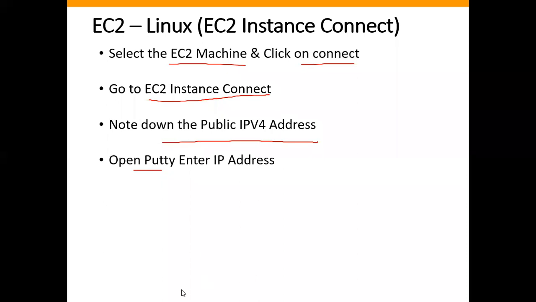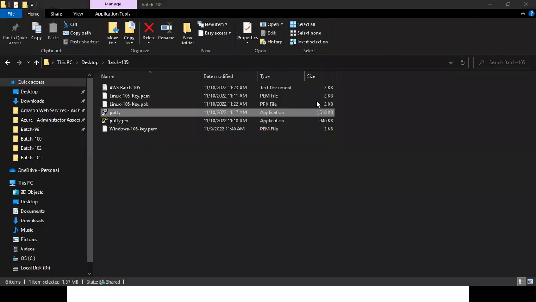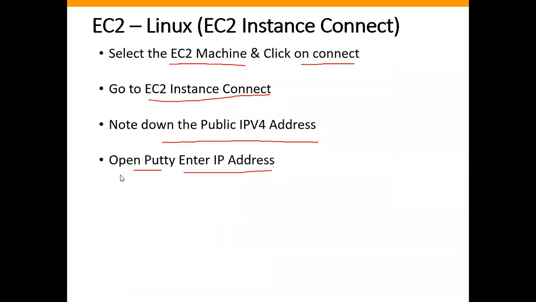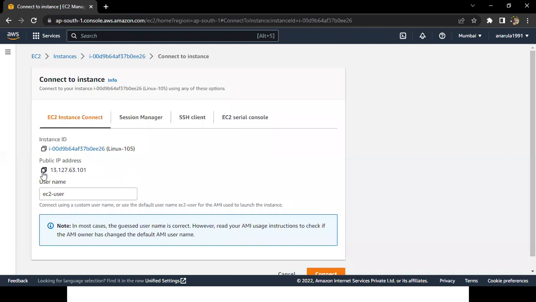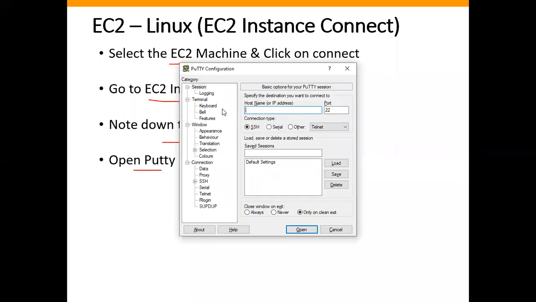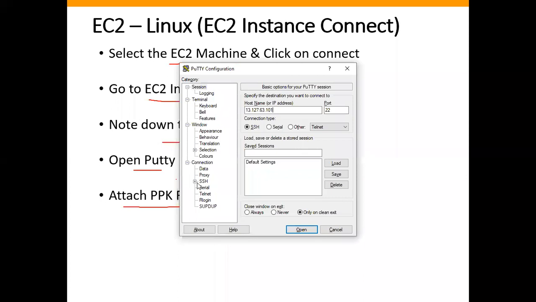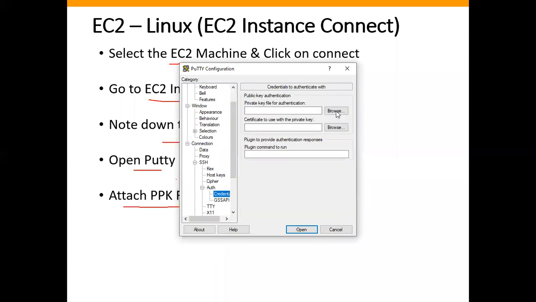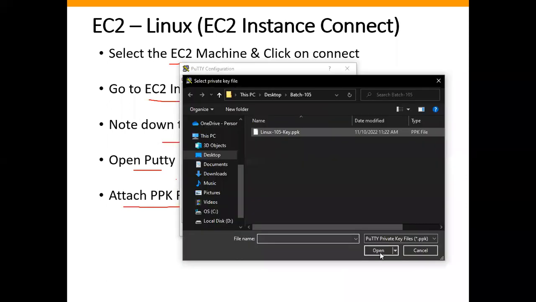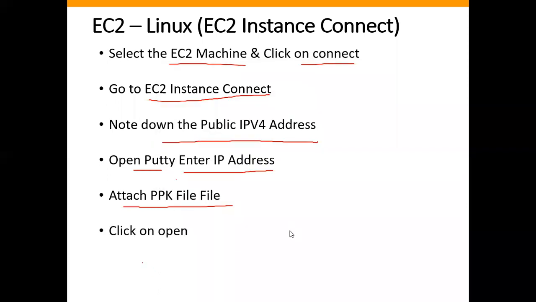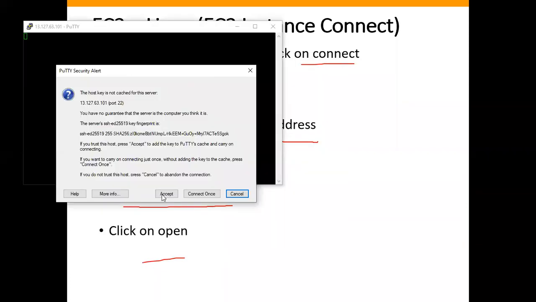Open PuTTY. Double click on PuTTY. Enter the IP address. Which IP address? The IP address which we have. Copy this IP address. We have pasted our IP. Attach the PPK file. Done. Click on open. Click on accept.